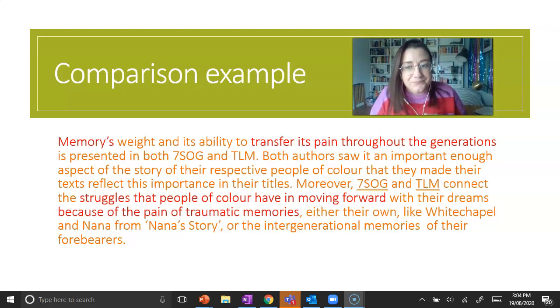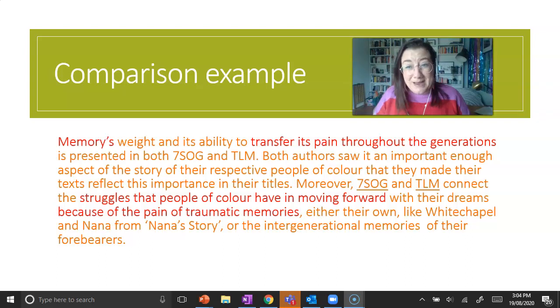Moreover, 7 Stages of Grieving and The Longest Memory connect the struggles that their people of colour have in moving forward with their dreams because of the pain of the traumatic memories, either their own, like Whitechapel and Nana from Nana's story, or the intergenerational memories of their forebearers. Okay, so that's my bit of comparison for the paragraph.